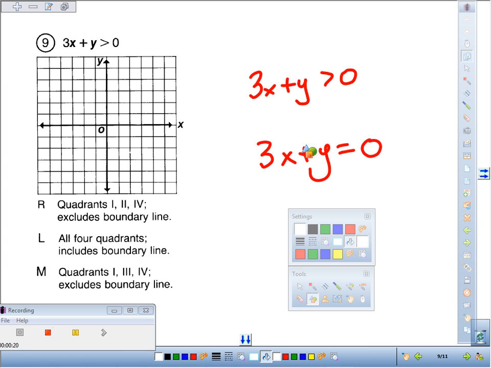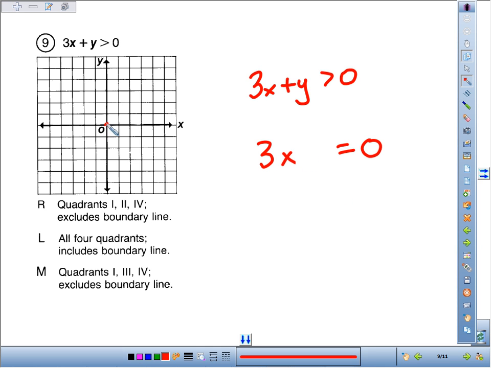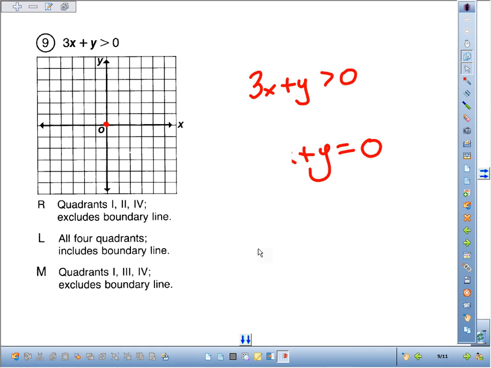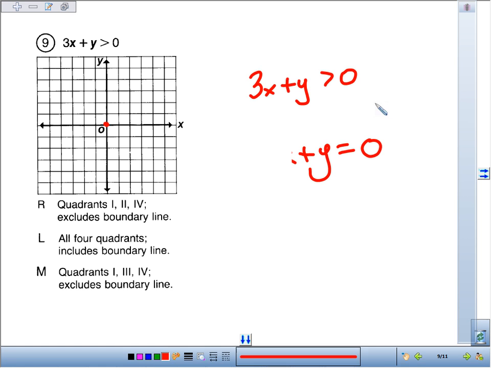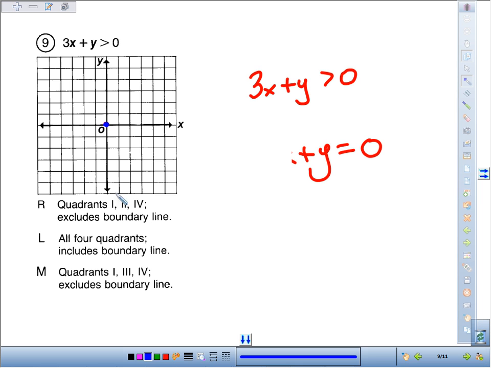So if you want the x-intercept, you make y 0. And you go, well, 3 times 0 is 0. So there's my x-intercept. But the problem here, if you want the y-intercept, you make x 0. Okay, so the y-intercept is also 0. We don't have two distinct points that we can connect to make that boundary line.